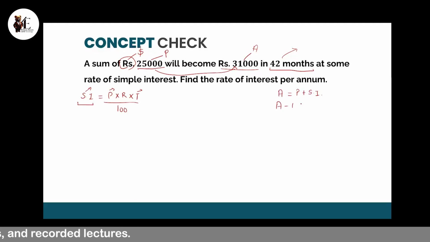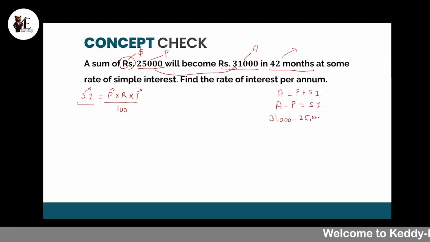Simple interest will become amount minus principal. So amount is 31,000 and principal is 25,000. That is 6,000 will be the simple interest.